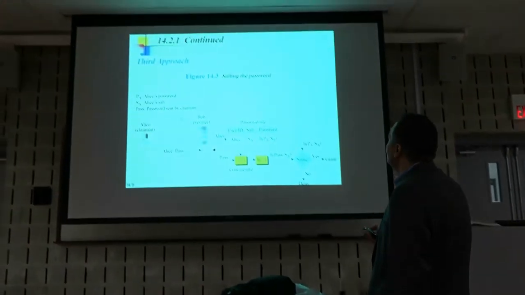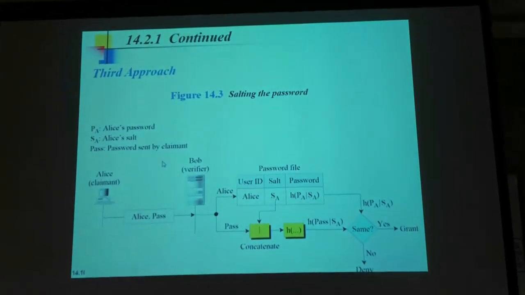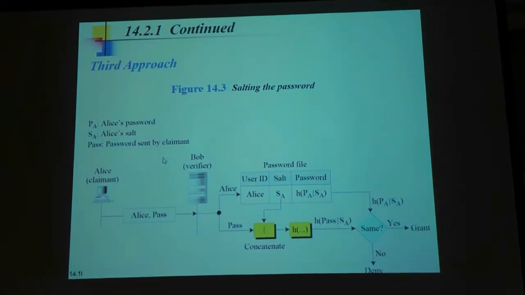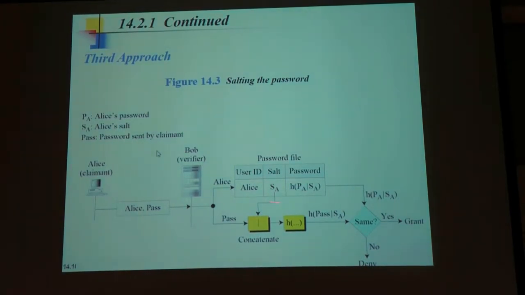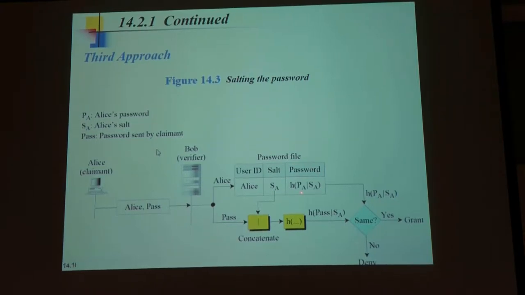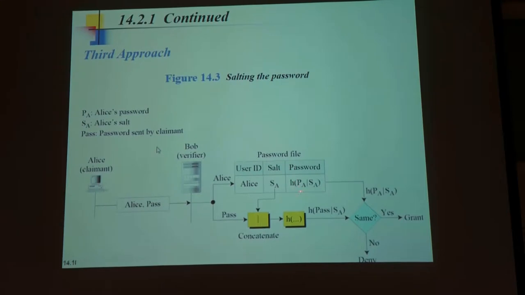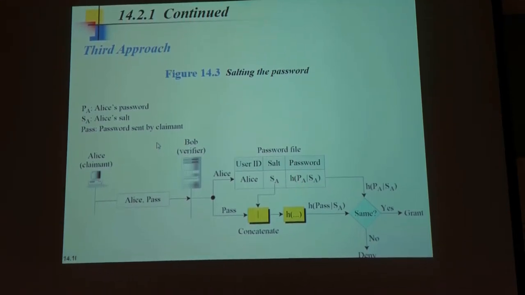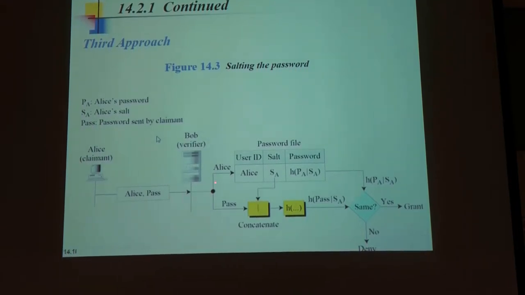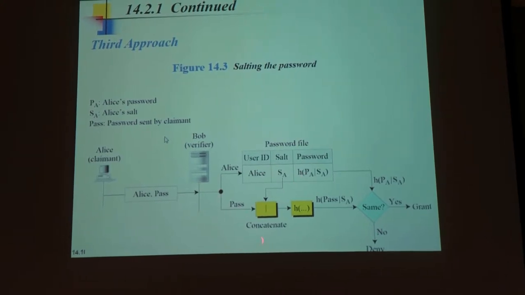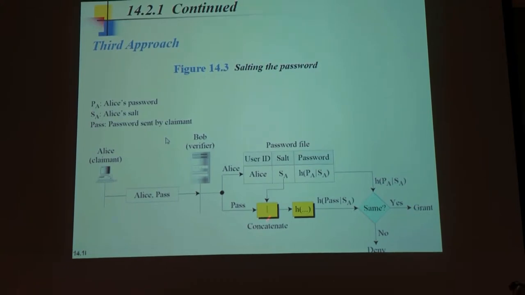The third approach is salting, adding a salt to it. So what you're doing here with the salt, in the table you have Alice, you have the salt, which is a value, and then you don't hash only the password. What you hash is the password concatenated to the salt. The salt is a random number, right? So it's Alice's salt, it's like a value, right? So what will happen when you send it, you're going to have the password, it will be concatenated with the salt, and then will be hashed.